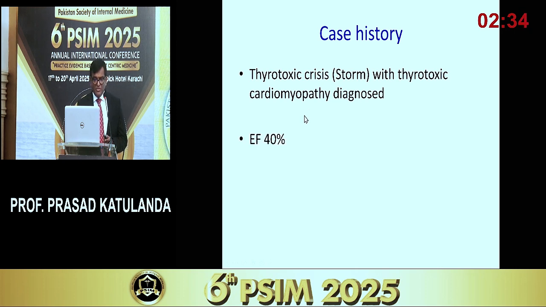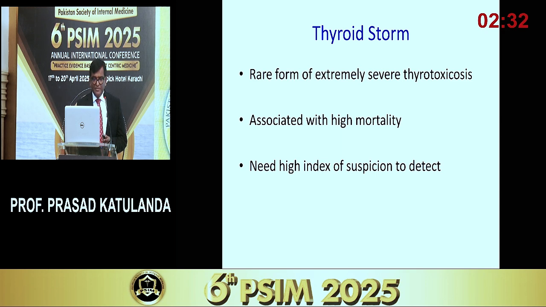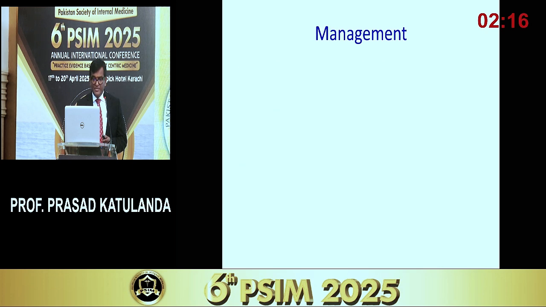So what's the diagnosis? This is thyrotoxic crisis, or we call it thyroid storm with thyrotoxic cardiomyopathy. It was diagnosed, the ejection fraction was 40. And we know that thyroid storm is a rare form of extremely severe thyrotoxicosis associated with high mortality unless you promptly diagnose and treat. So you need a high index of suspicion to detect this.